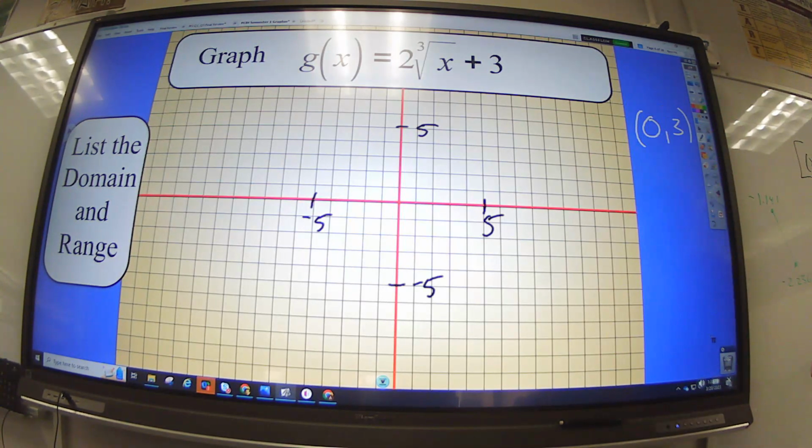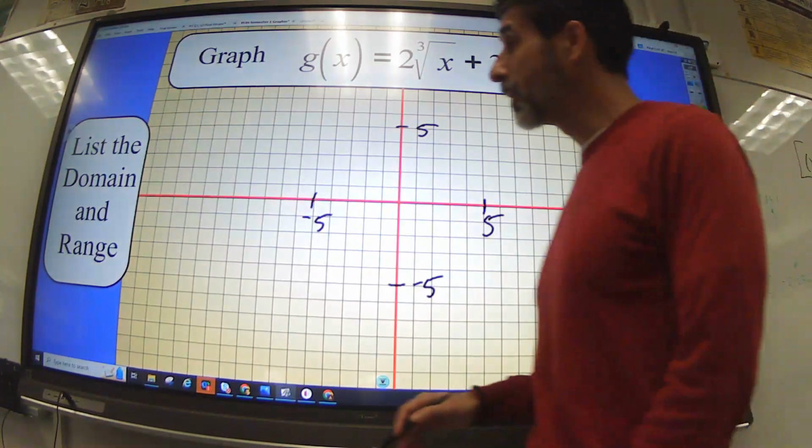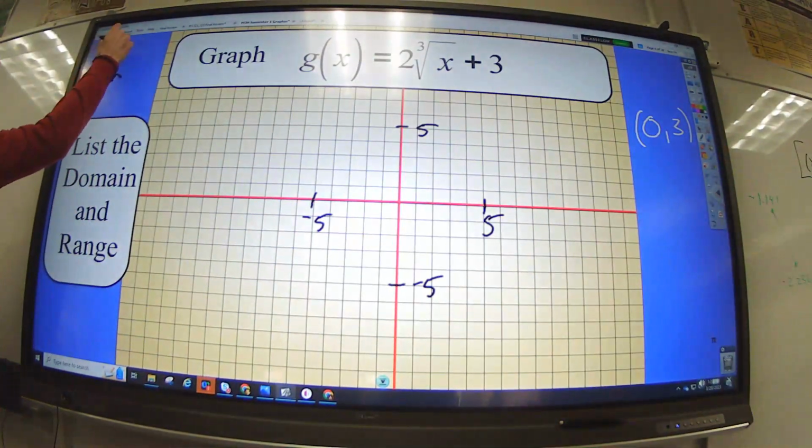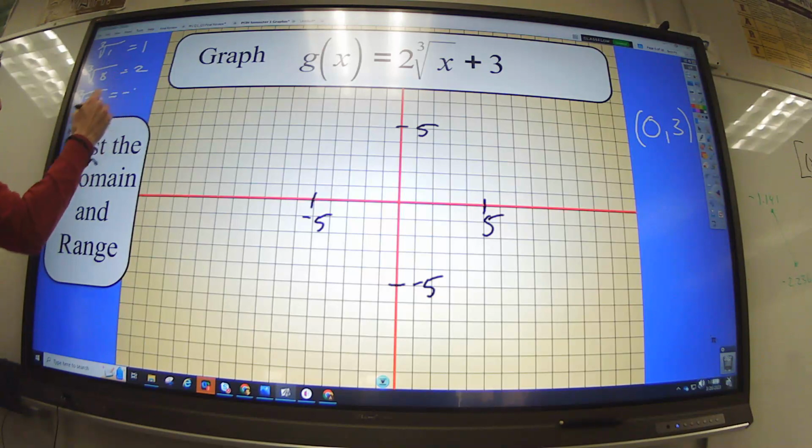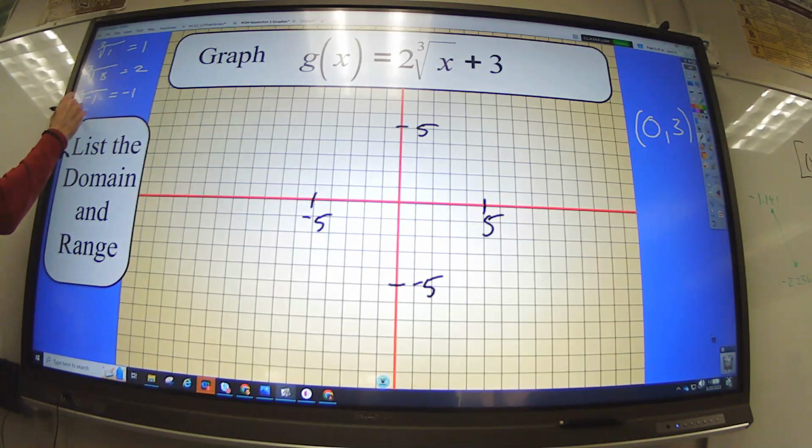Now, can I get the cube? You're correct. 0, 3. Can I get the cube root of a negative? Yes. Right? So, I don't know if this is going to help you, but my perfect cubes are 1. Cube root of 1 is 1. Cube root of 2, 3, 4, 5, 6, 7, 8. Cube root of 8 is 2. Now I can also get the cube root of negative 1, right? Which is negative 1. Negative 1 times negative 1 times negative 1 is negative 1. And finally, the cube root of negative 8 is negative 2.